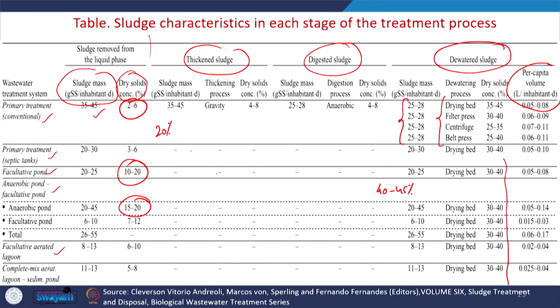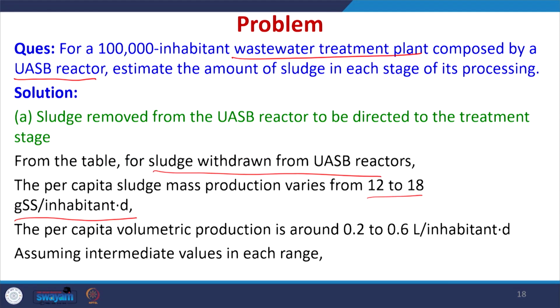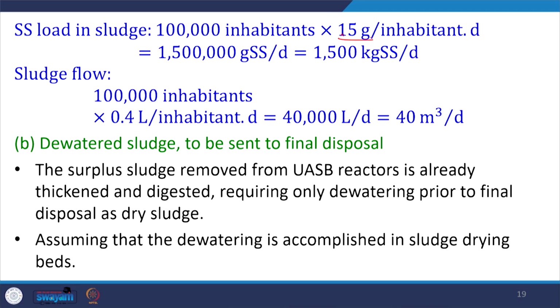So, 12 to 18 is produced. So, this data is taken. Now, the per capita volumetric production we can also refer to the table, and it will be 0.2 to 0.6 liter per inhabitant per day, assuming the intermediate value. So, in place of 12 to 18 we can take any intermediate value, similarly here also. So, assuming the intermediate value of 15 gram per inhabitant per day.